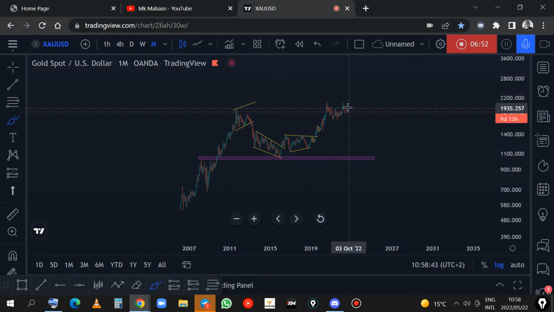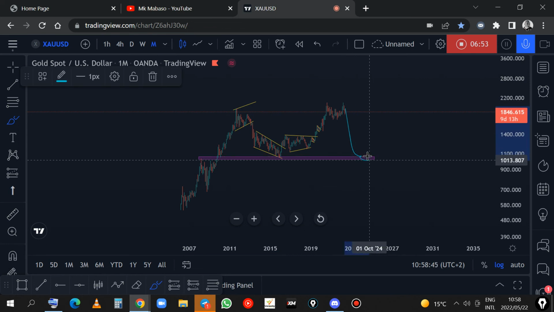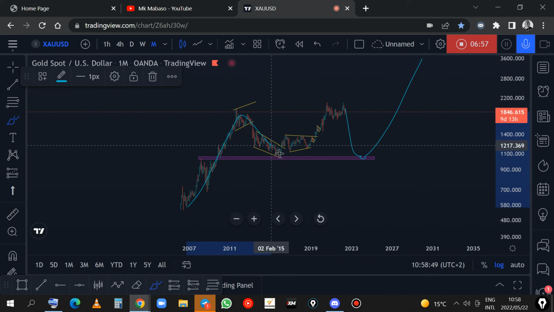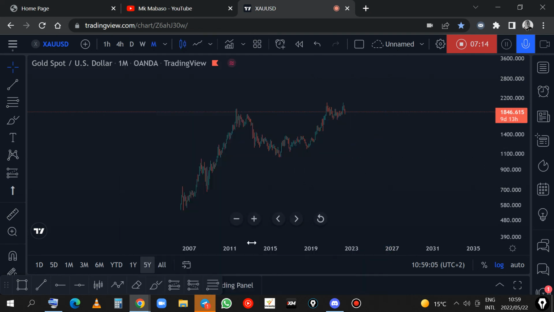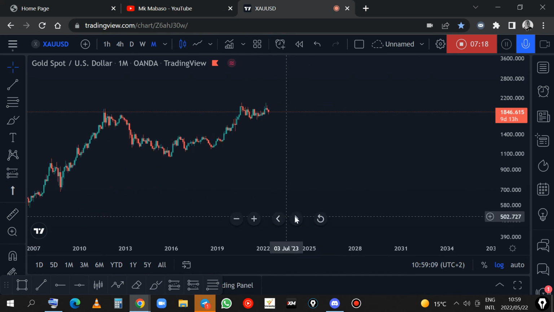So should price come here and respect this area, then this means that we had an impulse and a correction. So we should expect those buys. First take profit should be here. Second take profit should be at your all-time high. So this is basically how I approach higher time frame trading. And I hope people are going to learn a thing or two from this video.